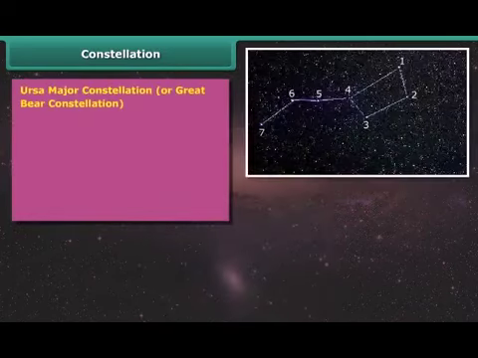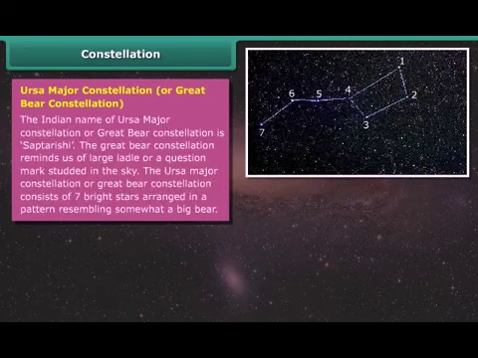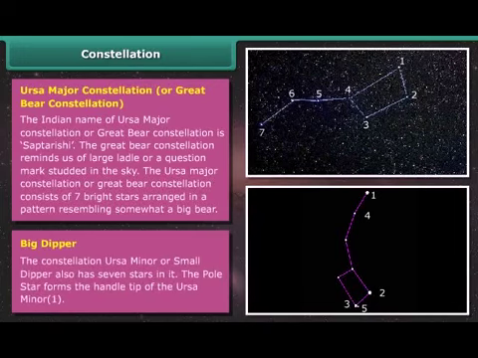Ursa Major constellation or Great Bear constellation. The Indian name of Ursa Major constellation or Great Bear constellation is Saptarishi. The Great Bear constellation reminds us of a large ladle or a question mark studded in the sky. The Ursa Major constellation consists of 7 bright stars arranged in a pattern resembling somewhat a big bear. The constellation Ursa Minor or Small Dipper also has 7 stars in it. The pole star forms the handle tip of the Ursa Minor.